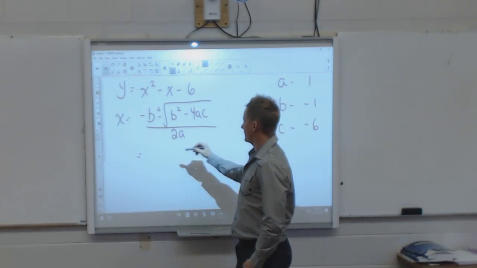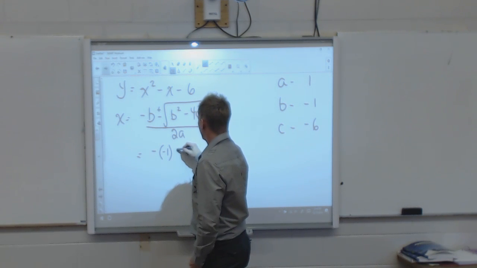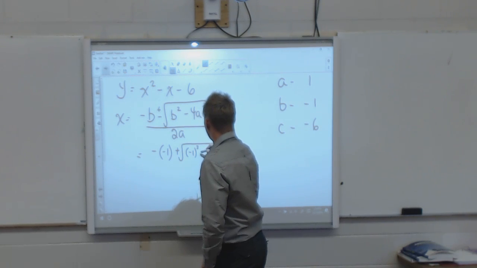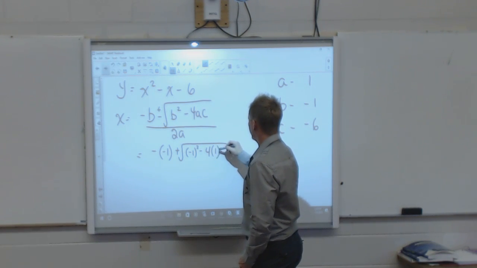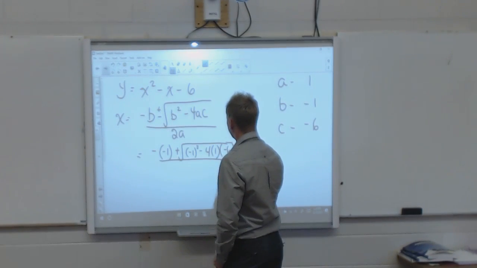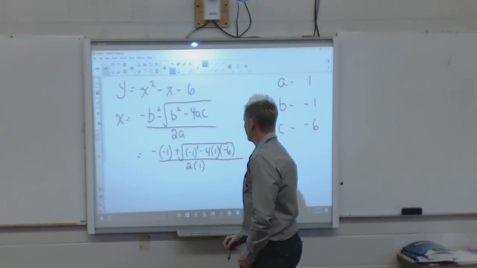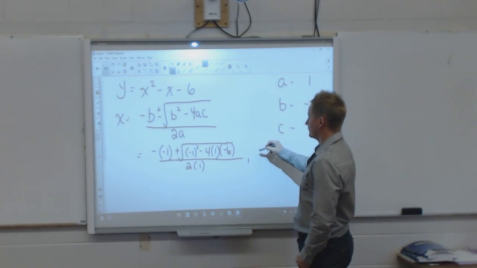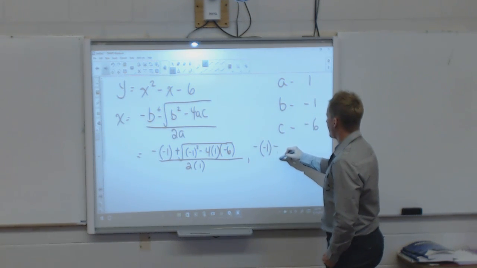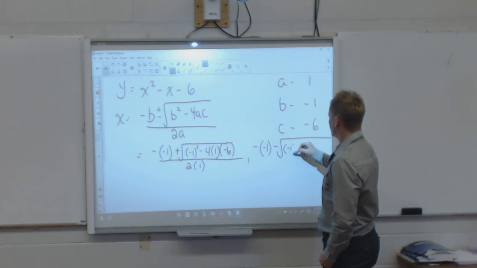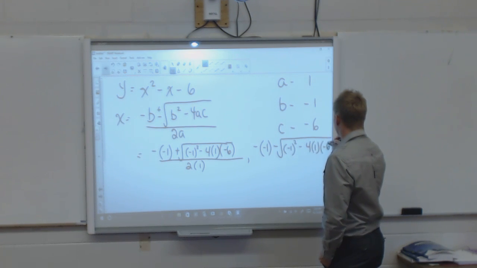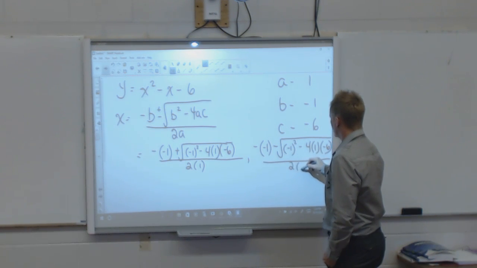I'm going to start by putting in my value for B. My value for B is -1. Now I'm going to go plus the square root of -1 squared minus 4 times 1 times -6, over 2 times 1. And then my second one is going to be -1, and we subtract all of that: the square root of -1 squared minus 4 times 1 times -6, over 2 times 1.